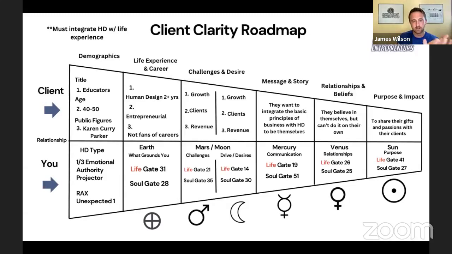And third quadrant, challenges and desires: growth, clients, revenue. That's what they're challenged by, and also the desire that they hold. The message and story, they want to integrate the basic principles of business with their human design and be themselves more.